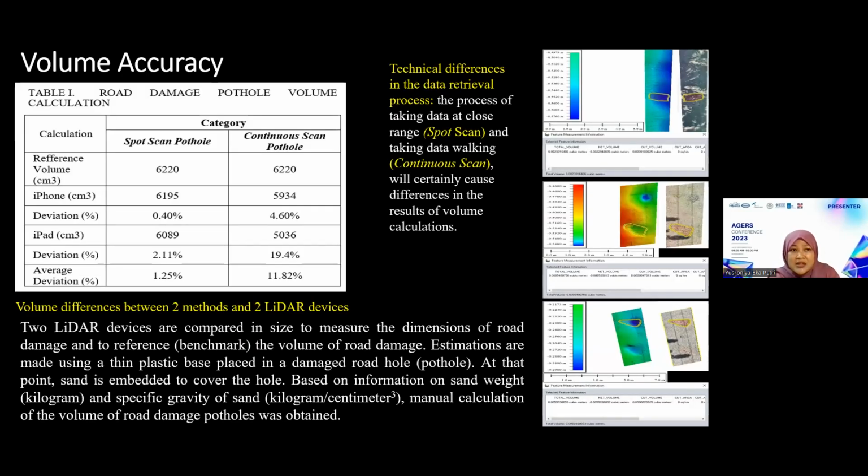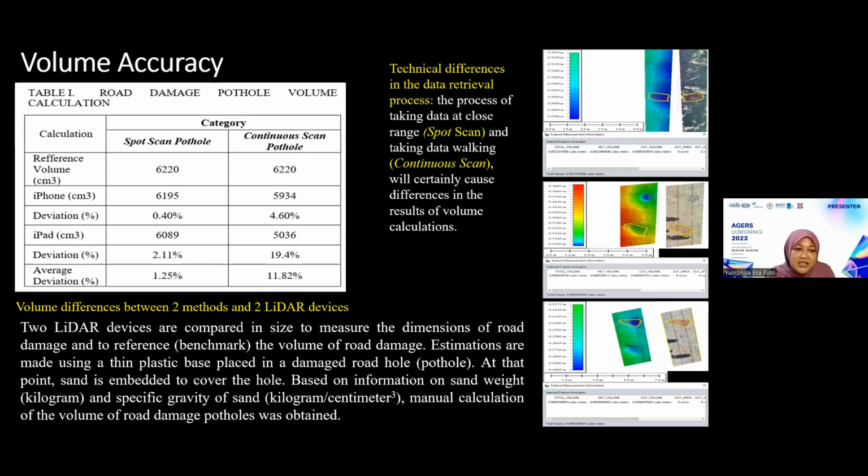This is a table of results about volume accuracy. It is divided into two categories: spot scan and continuous scan of potholes. The results are compared with a reference benchmark of volume, using manual calculation of the volume of the road damage pothole.